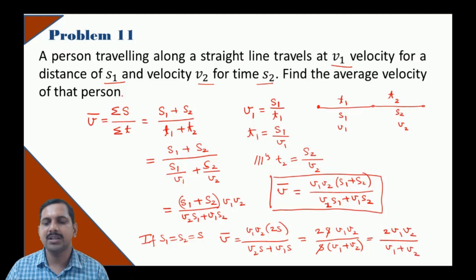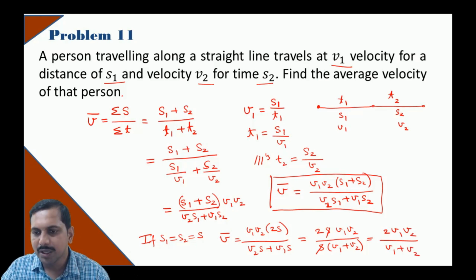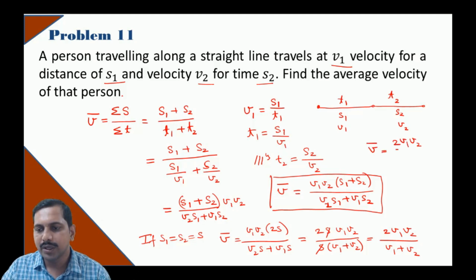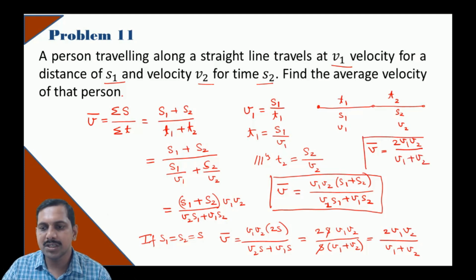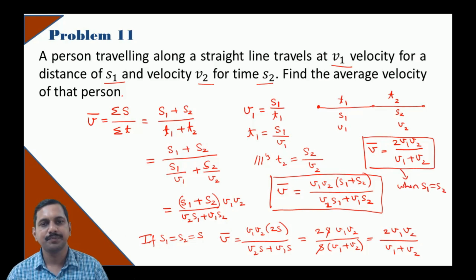This has been asked in a number of competitive exams. So if s1 is equal to s2, then v bar is equal to 2 v1 v2 divided by v1 plus v2. This is only applicable when s1 is equal to s2.